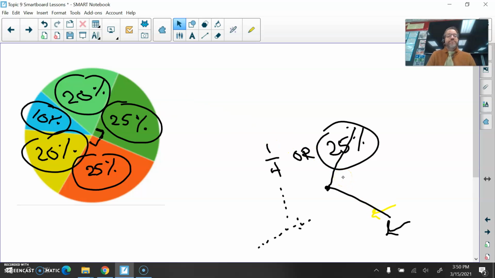Well, hopefully they do. But that's all we need to do today with the circle graphs, is just try to estimate. We're not finding exactly what each section would be as a percent of the whole, but we're estimating what percent of the whole each of those sections would represent.